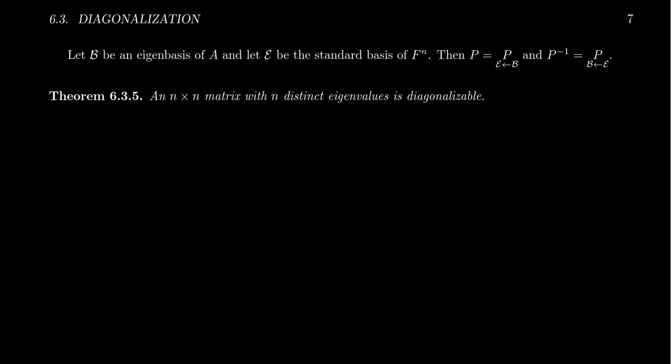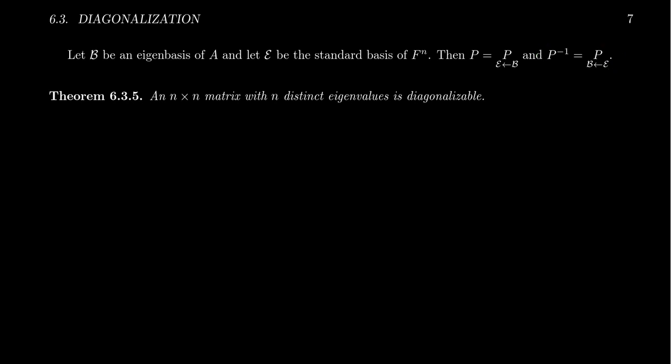Some things I want to mention here to make some connections to things we've talked about in the past. If you have an eigenbasis B for the matrix A, and if E is just your standard basis for Fn, consisting of e1, e2, up to en, then this matrix P is none other than the change of basis matrix where you switch from the eigenbasis to the standard basis. And hence its inverse matrix will be the change of basis matrix from the standard basis to the eigenbasis.